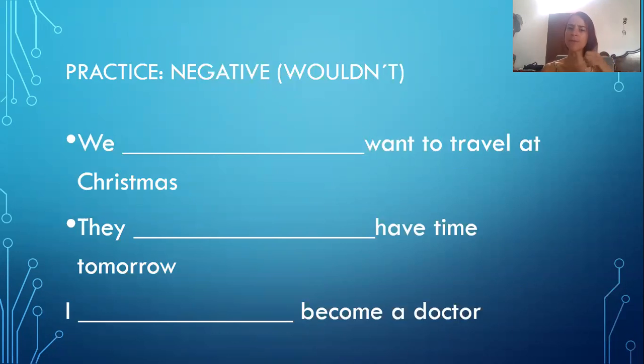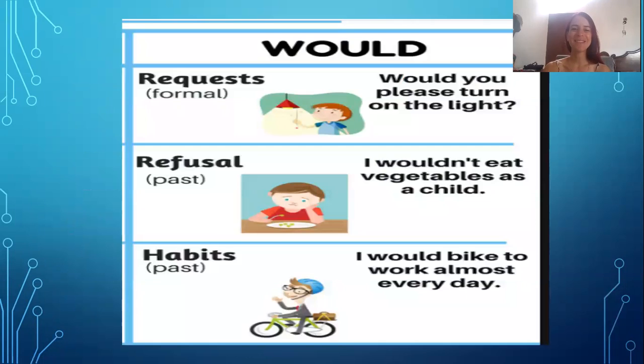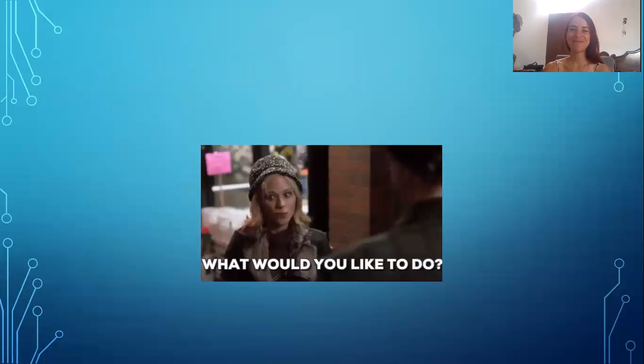If it's positive, I become a doctor. I would become a doctor. If it's negative, I become a doctor. I would not become a doctor. Did you get those correct? I hope so. So remember, request, refusal, habit.